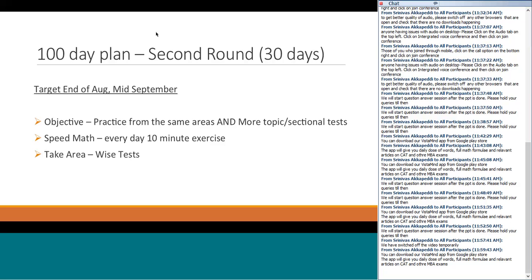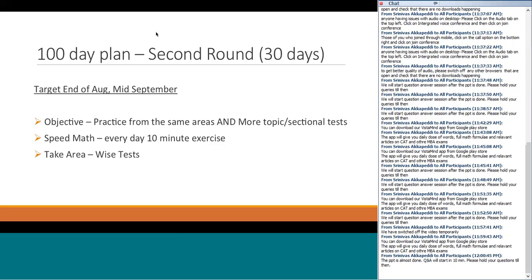Then in this second round, now in the first round you would have done topic wise tests. Here you take area wise tests, after finishing arithmetic. So you take one full area test, and figure out which are the topics within the area you are still not so good at. Review them once again, obviously. Area wise tests will give you your comfort zone with arithmetic, comfort zone with geometry, the comfort zone with, let's say, algebra, etc.